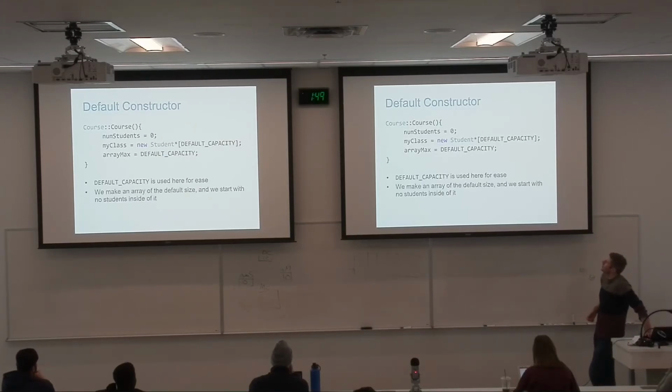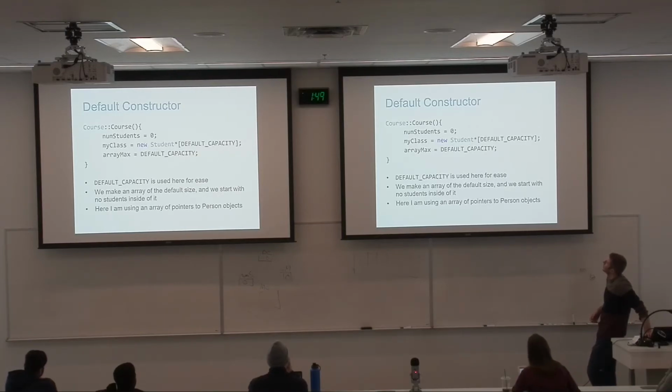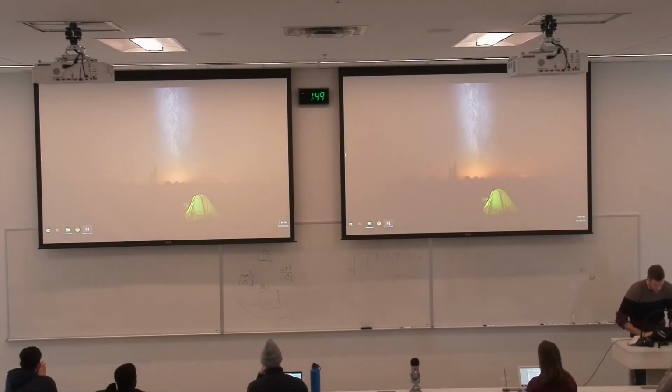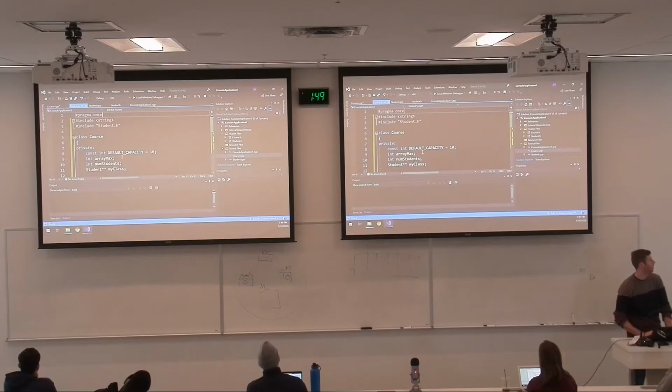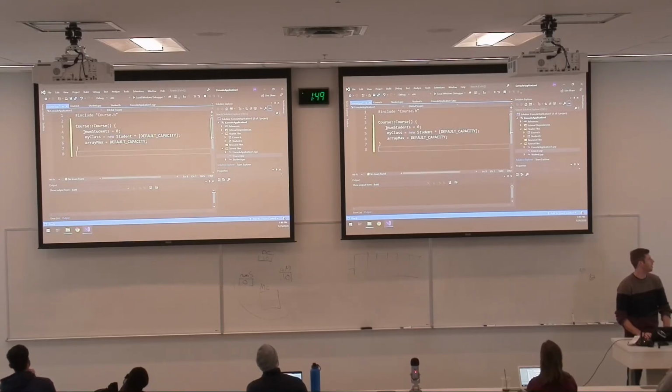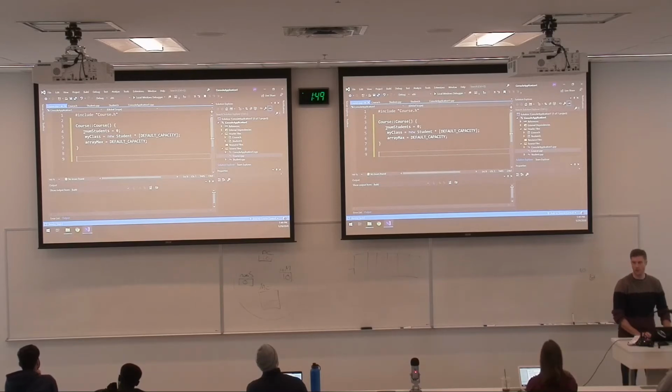All right, great. There we go. Here I'm using an array of pointers to person objects. Should say student objects. I don't know why it says person. I must have changed something. I'm going to take this code and add it to my course. Great. So far, so good.